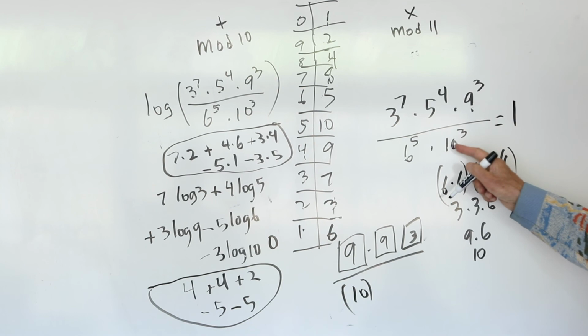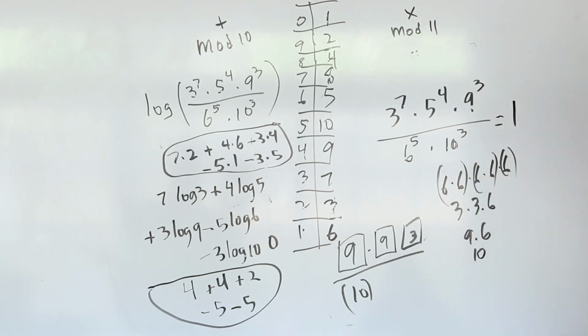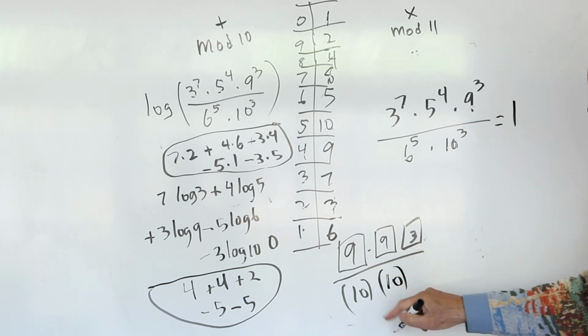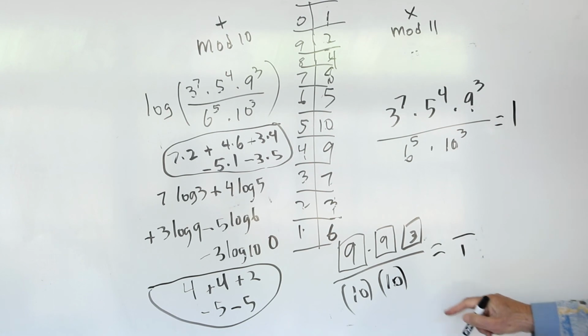And finally, we're going to go 10 to the 3rd power. Well, 10 times 10 times 10 is going to be 1 times 10. And 1 times 10 is 10. 10 times 10 is 1. So we're going to get something over 1.